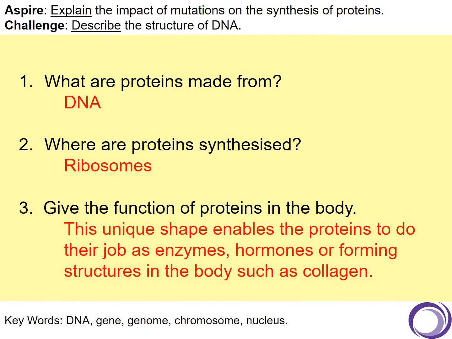So this slide just gives you the real bare bones of the previous slide, just as some revision points. So proteins are made from DNA, synthesized in the ribosomes, and they have a unique shape which enables them to do a unique job, either make an enzyme, make a hormone, or form structures such as collagen.